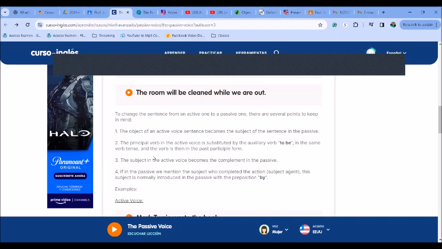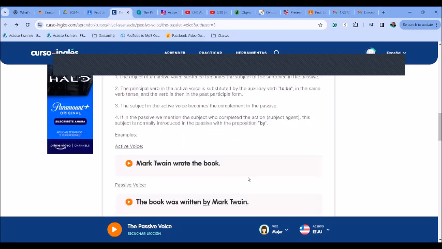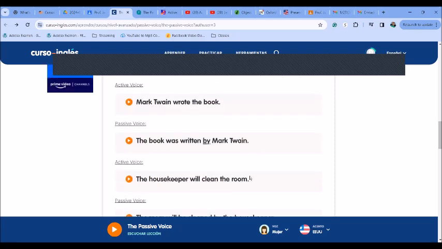The subject in the active voice becomes the complement in the passive. If in the passive we mention the subject who completed the action, the subject agent, this subject is normally introduced in the passive with the preposition by. Right. For example, active voice: Mark Twain wrote the book. Passive voice: The book was written by Mark Twain.